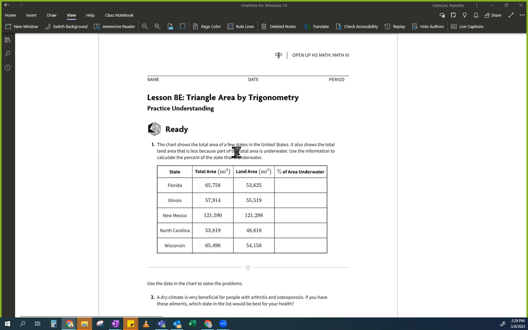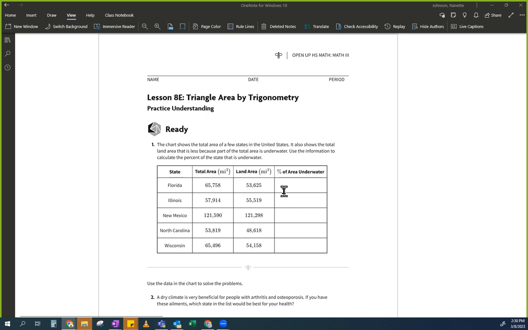It says the chart shows the total area of a few states in the United States. It also shows the total land area that is less because part of the total area is underwater. So here's Florida's total area, but the land area, notice it's markedly less because some of Florida is underwater. I think there's swamps, the Everglades, rivers, all of this land that's taken up by water, that you can't build a house on. So that's what they're saying. So use the information to calculate the percent of the state that is underwater.